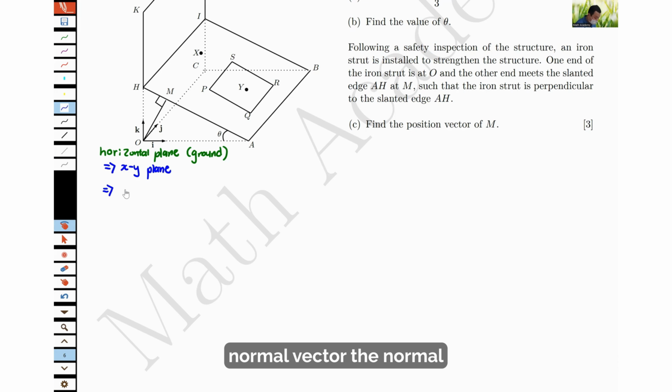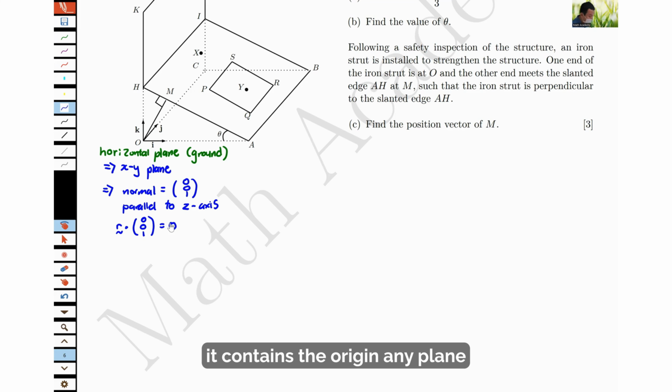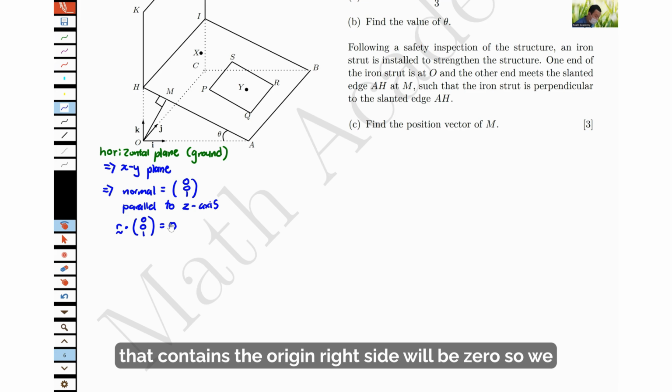What is the normal vector? The normal is your vector (0, 0, 1), because this vector is going to be parallel to your z-axis. Therefore, the equation for a horizontal plane or the ground should be thought of usually as r dot (0, 0, 1) is 0. Your right-hand side will be a 0 since it contains the origin. Any plane that contains the origin, right side will be 0.